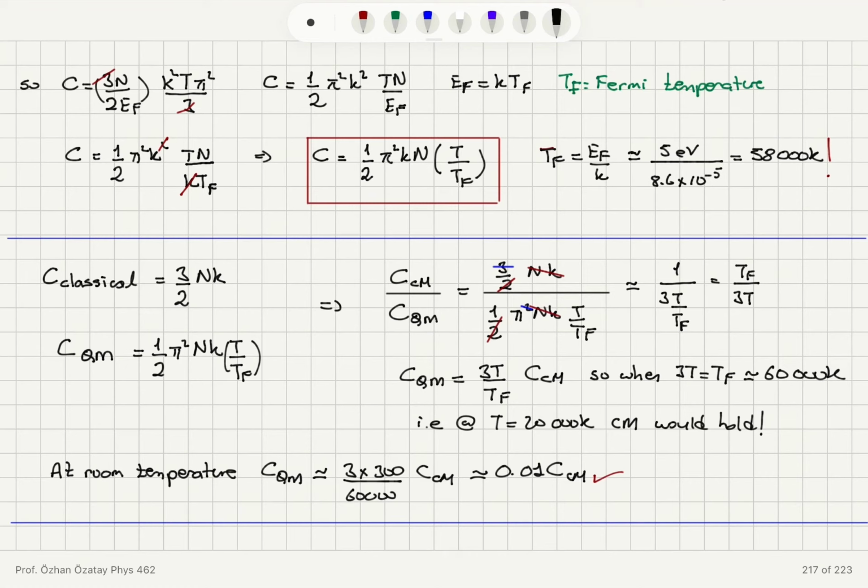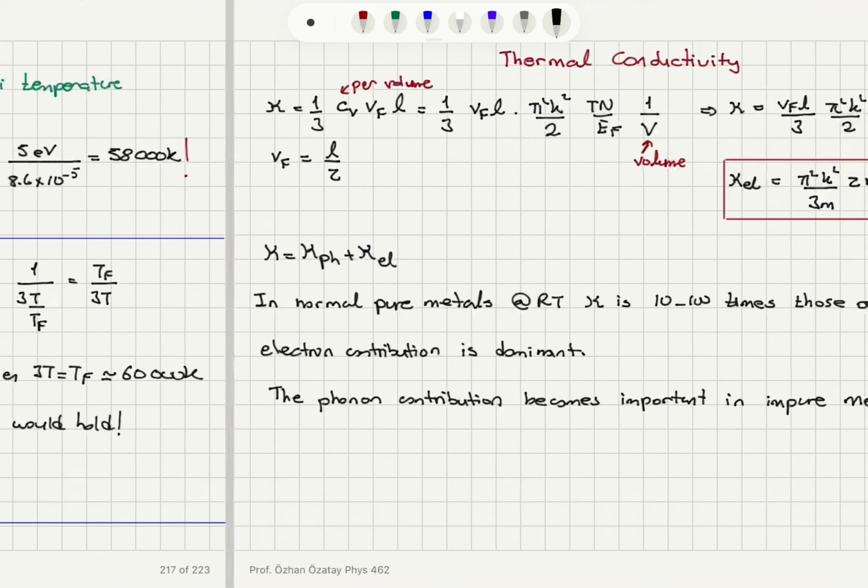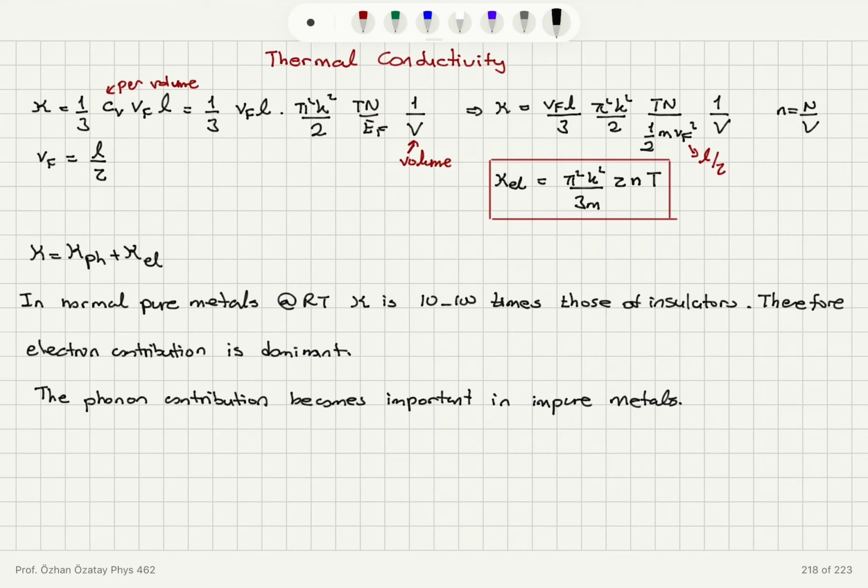So we need temperatures of the order of 20,000 Kelvin for the classical result to hold. And at room temperature, the quantum mechanical heat capacity is 3 times 300 divided by 60,000 times the classical result, which is 1% of the classical result. That's experimentally what we observe. So we can now talk about the thermal conductivity.